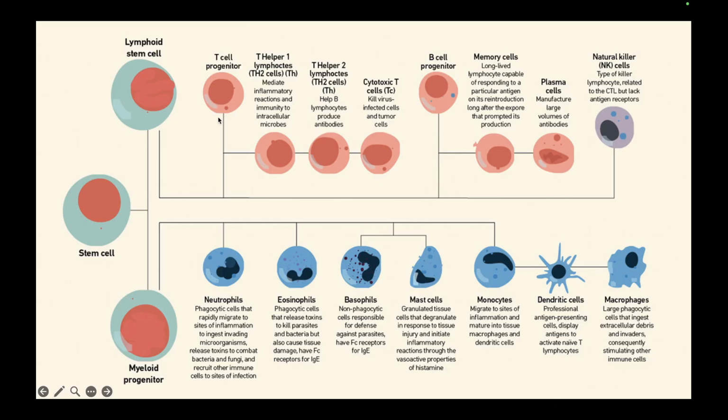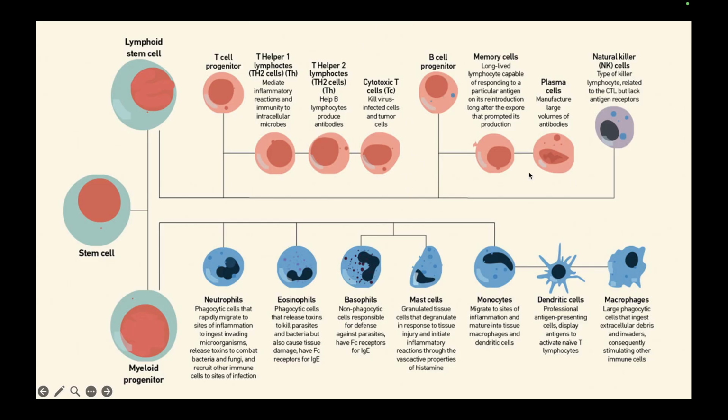Then there is the lymphoid progenitor, which produces the T cell progenitor and B cells. So it basically produces the T and B lymphocytes. The T lymphocytes can be divided into T helper and cytotoxic T cells. Cytotoxic T cells kill virus infected and tumor cells, and the helper cells mediate the inflammatory reaction, immunity to intracellular microbes, or help the B lymphocyte to produce antibody. So these are the helper cells, and this is the killing cell, the cytotoxic T cell.